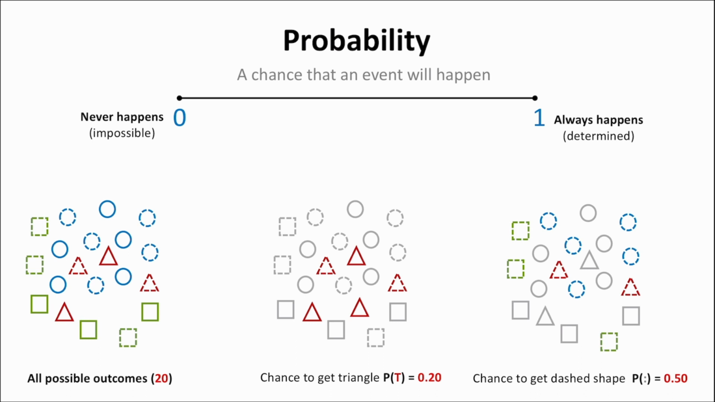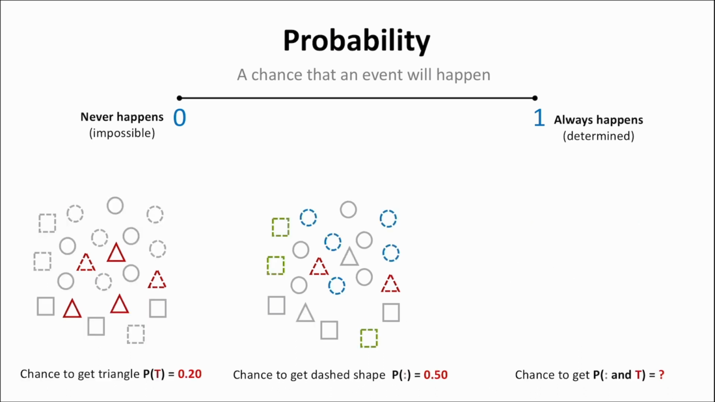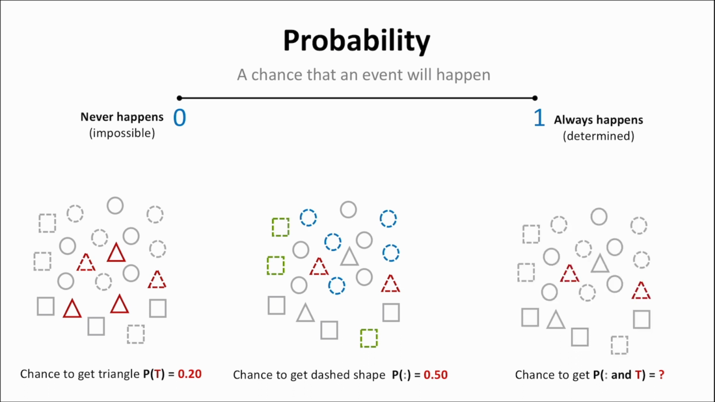The chance to get a figure, any shape with a dashed line, is 0.5, because exactly half of the shapes have a dashed line and half of the shapes have a solid line. Now, what's the chance to get a triangle which will consist of dashed lines? So what's the chance that I will have a triangle and at the same time this triangle will have a dashed line? So apparently in this case it will be 0.1. Why? Because that's exactly how many triangles with dashed lines we have. We have only 2, and the total number of outcomes is 20, right?